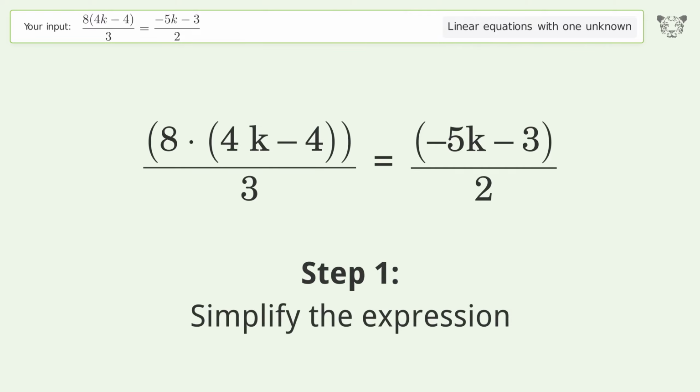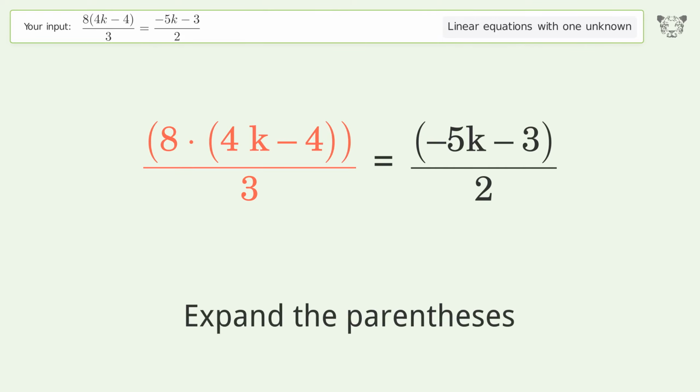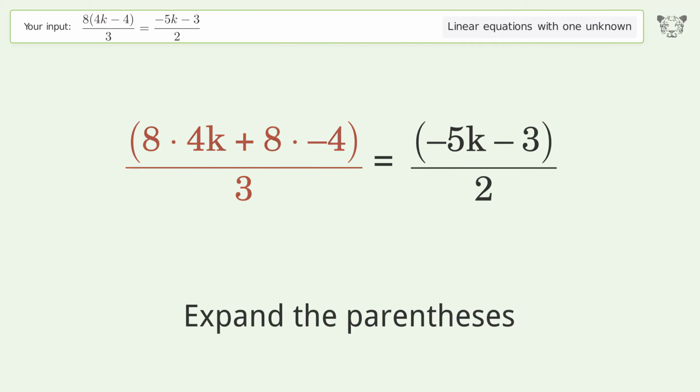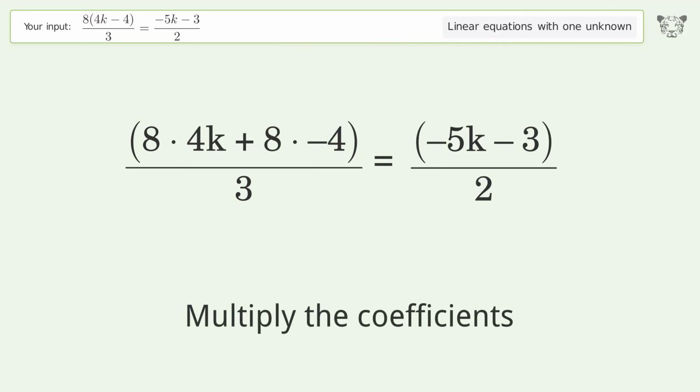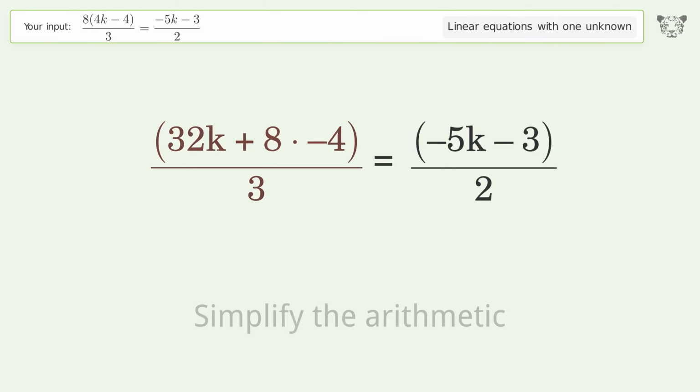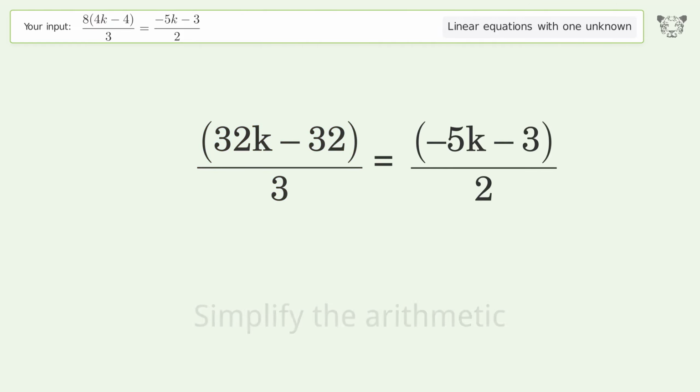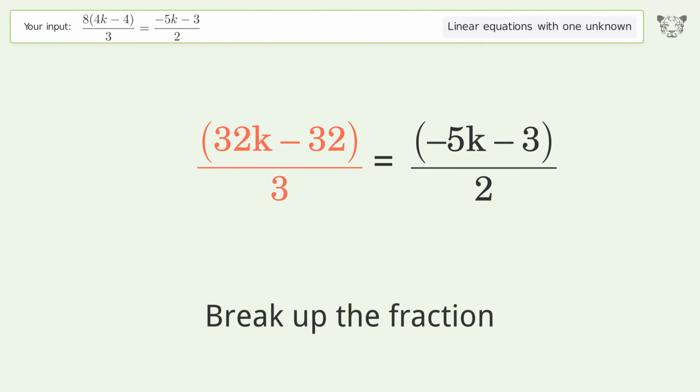Simplify the expression. Expand the parentheses. Multiply the coefficients. Simplify the arithmetic. Break up the fraction.